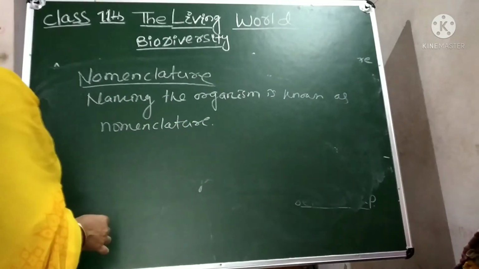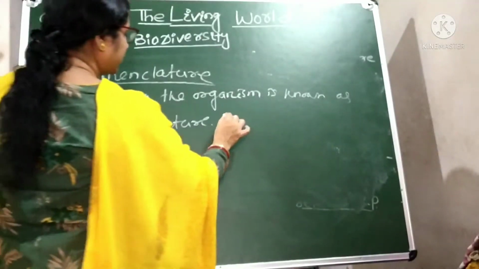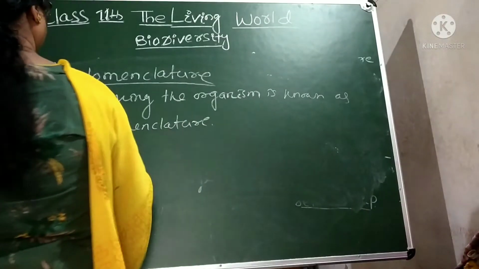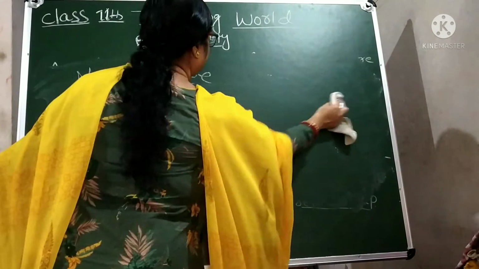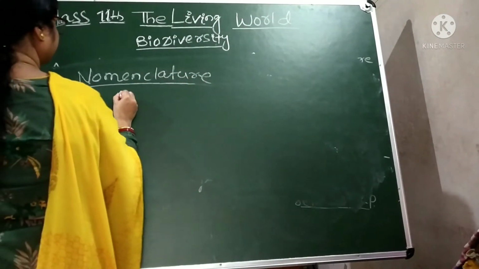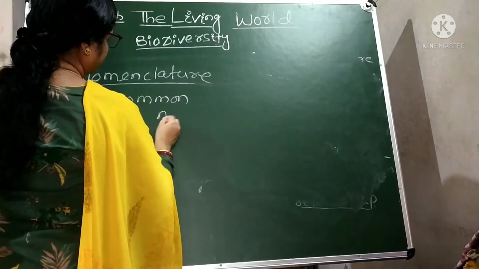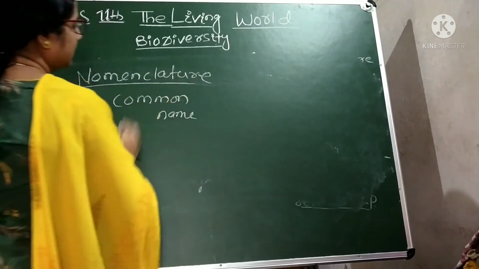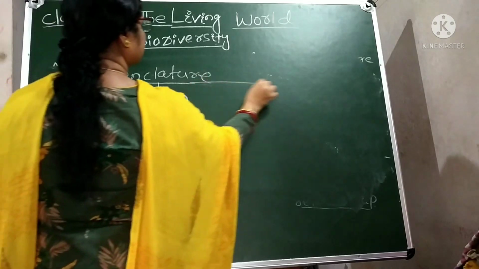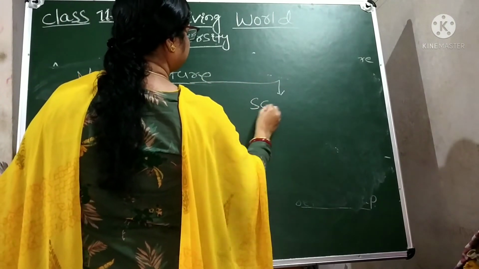Nomenclature is again of two types: common name and another is scientific name.